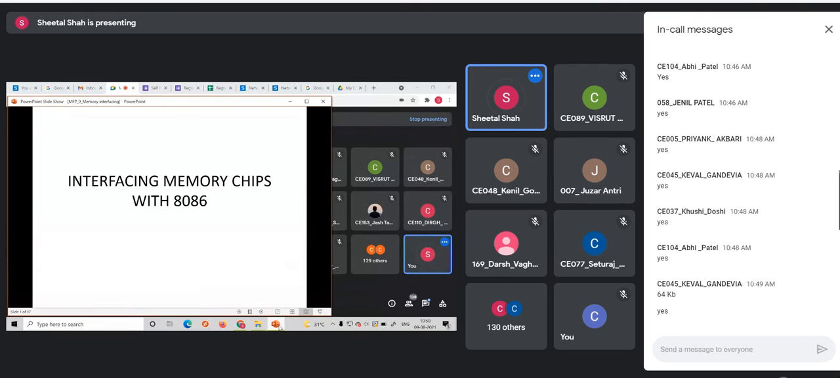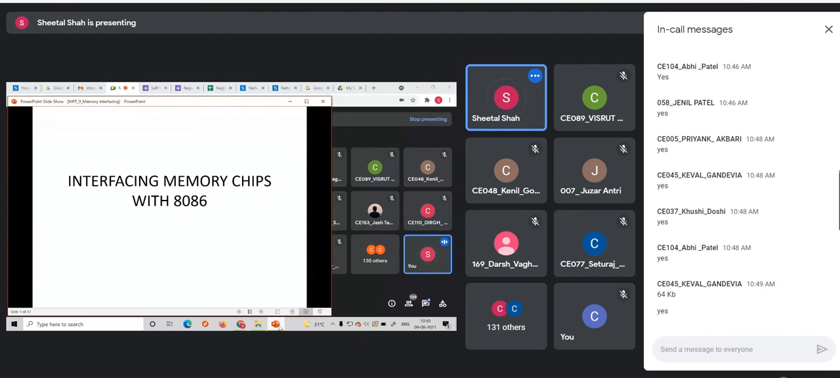But the ICs which are available with us, or which are manufactured, may not all be of 1 megabyte capacity. Say, suppose I have an IC of 1 kilobyte. In that case, I have to use a number of such 1 kilobyte ICs to make up a 1 megabyte memory capacity. Are you getting me?